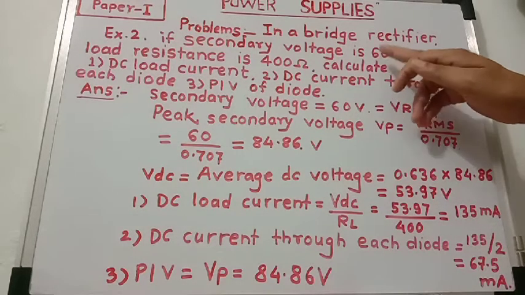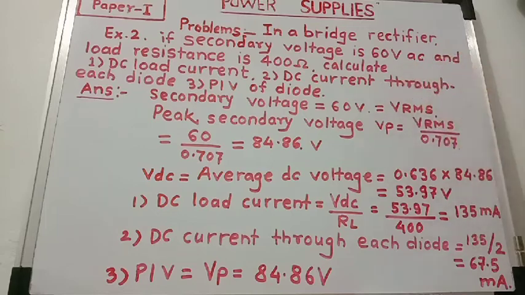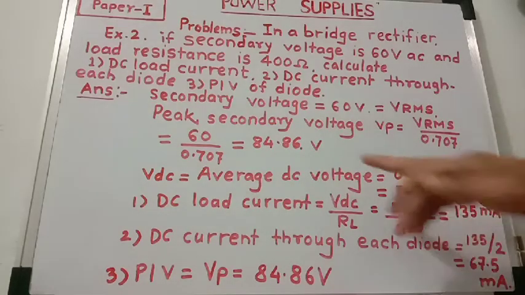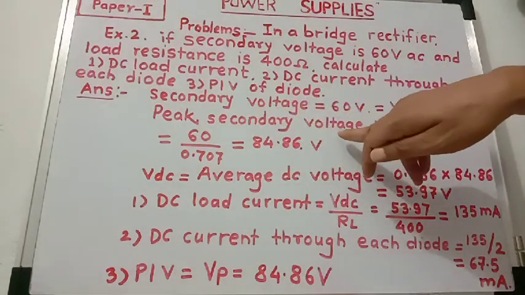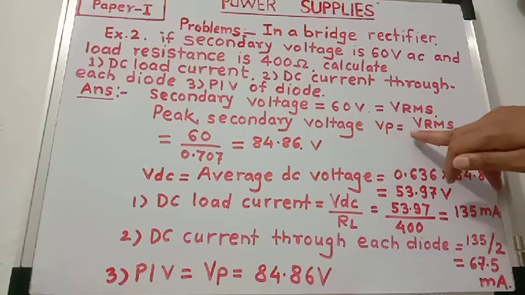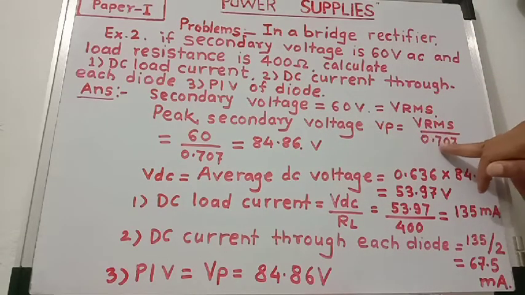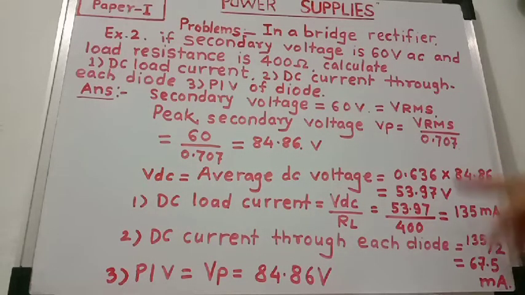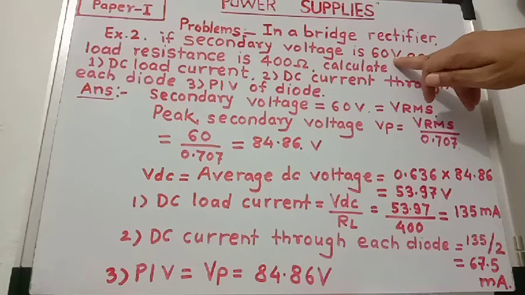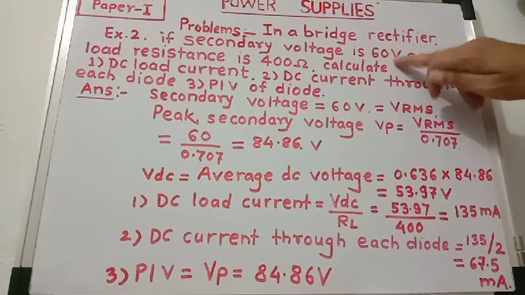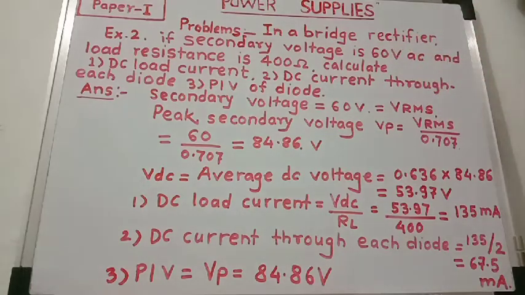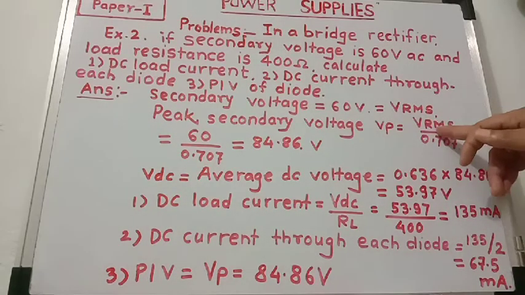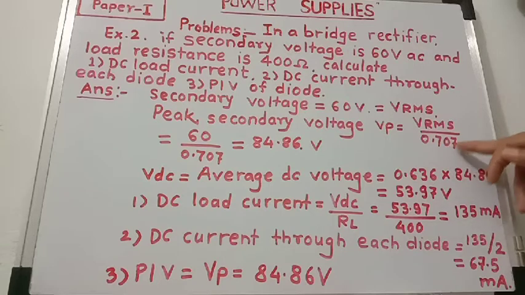Or peak voltage Vp is equal to VRMS divided by 0.707. So it is called the peak secondary voltage. The 60 volt secondary voltage given is VRMS, that is, the RMS voltage, and we have to convert it into peak voltage. Peak secondary voltage Vp is equal to VRMS divided by 0.707.